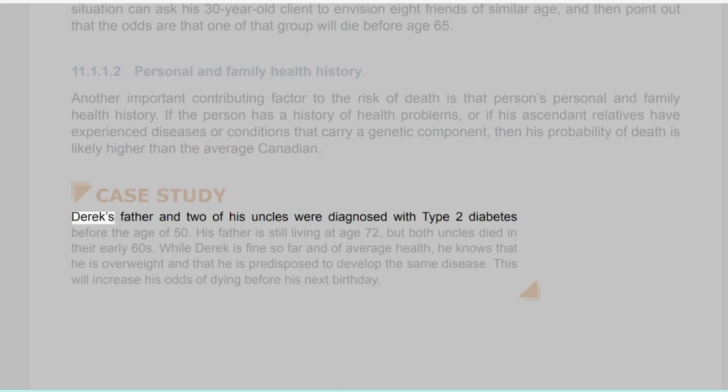Case study: Derek's father and 2 of his uncles were diagnosed with type 2 diabetes before the age of 50. His father is still living at age 72, but both uncles died in their early 60s. While Derek is fine so far and of average health, he knows that he is overweight and that he is predisposed to develop the same disease. This will increase his odds of dying before his next birthday.